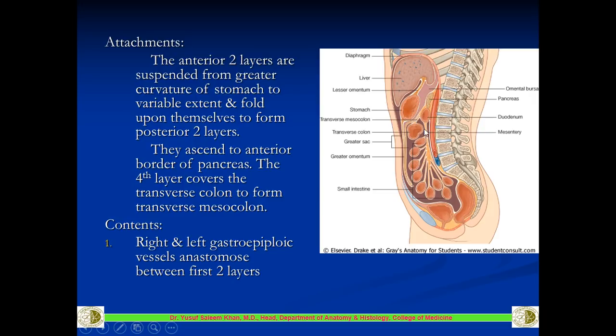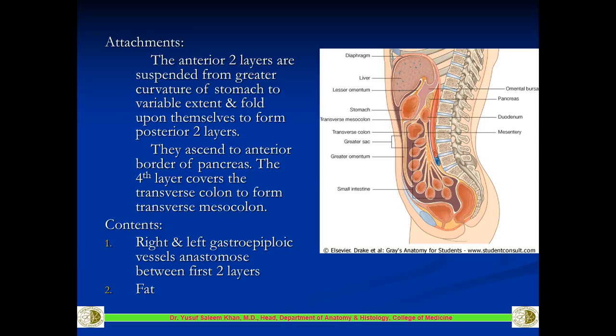which anastomose in the first two layers along the greater curvature. When I explained the blood supply in the lecture on the stomach, I told you that the greater curvature of the stomach will be supplied by the right and left gastroepiploic vessels, especially the gastroepiploic arteries, and they will anastomose within these first two layers of the peritoneum. So it will be here between the first and the second layer. So in between the two layers will be these right and left gastroepiploic vessels.